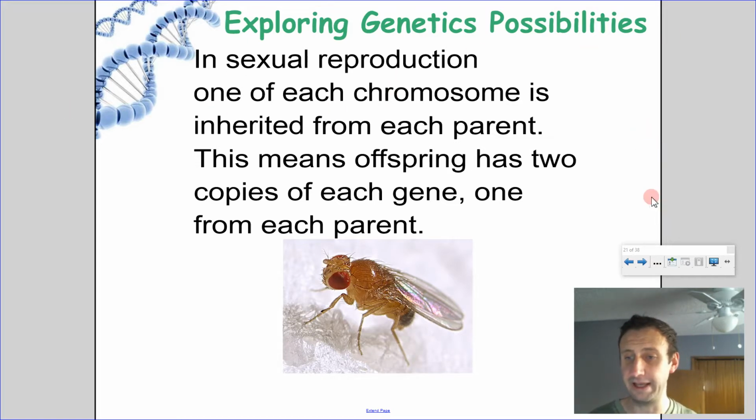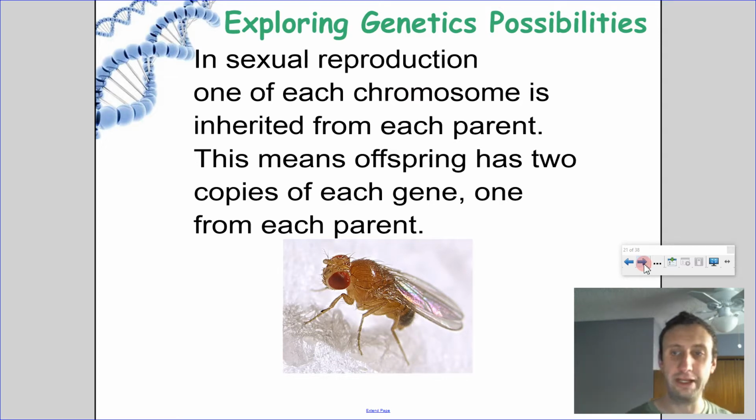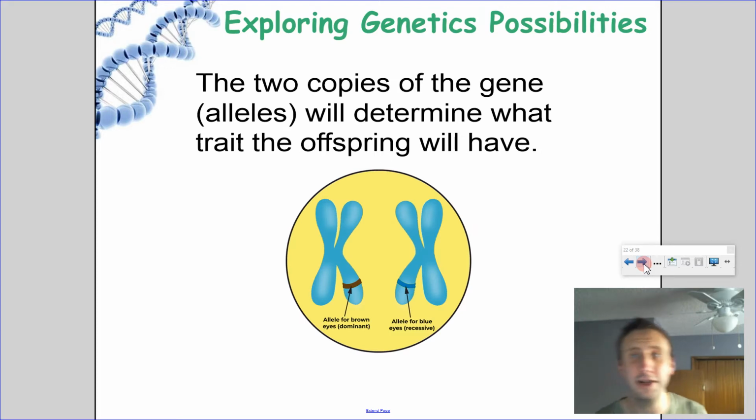So that's what we're looking at today, studying the heredity of different traits by looking at the alleles that get passed on from parents to offspring. So like we said, the two copies of the gene alleles will determine what trait the offspring will have. The example they show here is, let's say that this chromosome came from mom and this chromosome came from dad. So here's an allele for brown eyes from mom, and here's an allele for blue eyes from dad. And because the brown eyes is going to be dominant, as a result, this child will have brown eyes.